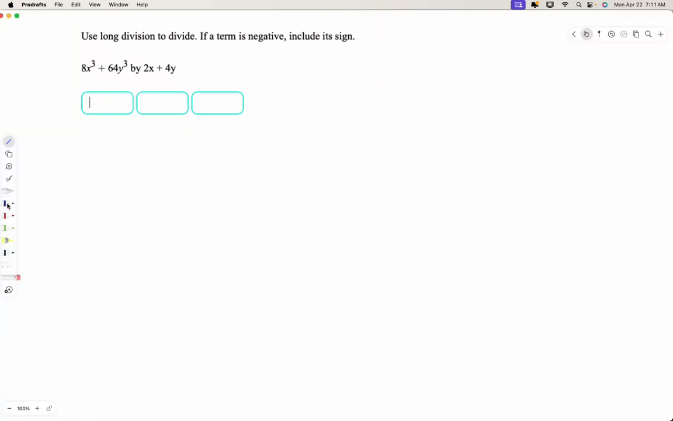We are going to jump into lesson 103 today. There's only 5 problems, but they have multiple blanks, so there's a lot of points there. This is to use long division to divide. If a term is negative, include its sign.